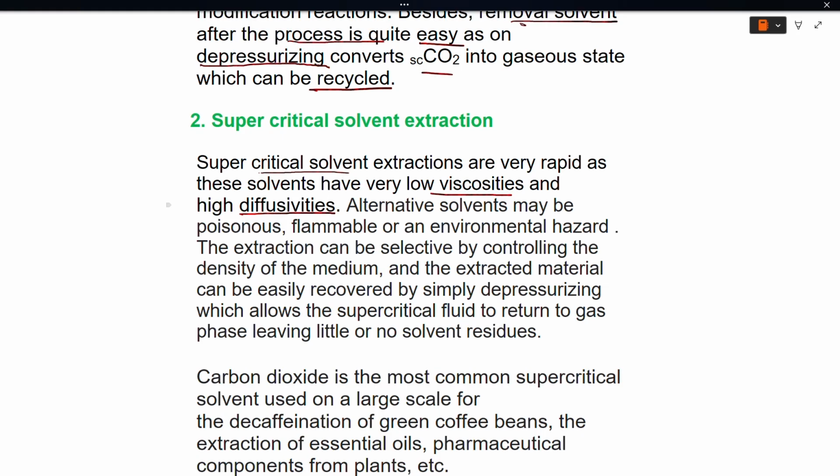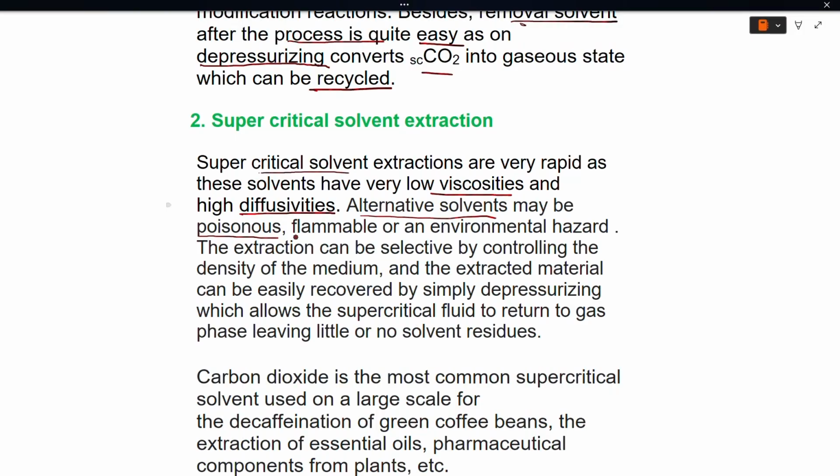Alternative solvents may be poisonous. The alternative solvents we are using are mostly organic solvents, they may be poisonous, and once removed some traces may remain in what we have been extracting. Supercritical carbon dioxide is not flammable and not an environmental hazard. The organic solvents all have a poisonous nature, they are flammable and cause environmental hazards.